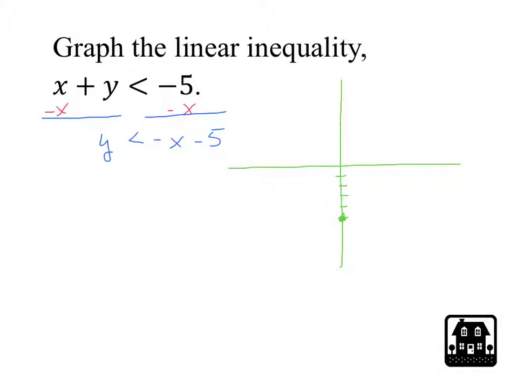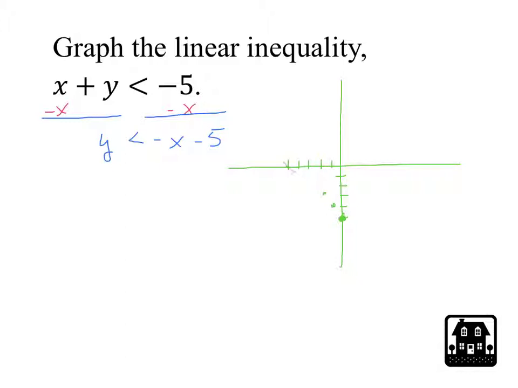So from this point here, we can use our slope to find another point. Let me draw some more little tick marks. We can either go down 1 and to the right 1, or we can go up 1 and to the left 1, and so on. So I'm going to go up 1 and to the left 1 and plot that point, and I'm going to draw a dashed line. 1, 2, 3, 4, 5, and that's going to be a point.